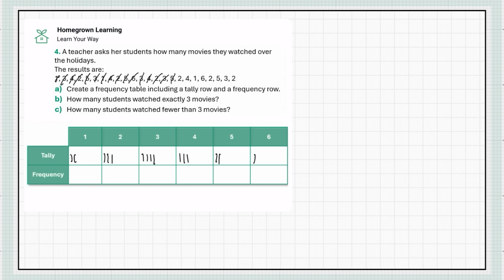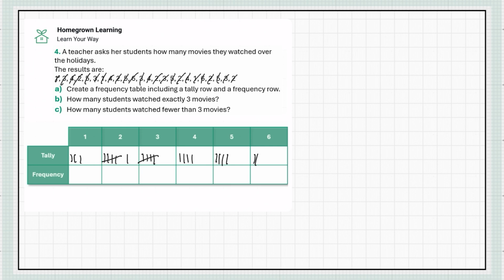3, 5, 2, 4, 1, 6, 2, 5, 3, and 2. Alright, so here are our results.